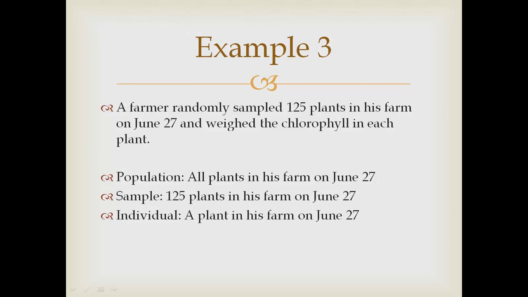Example 3. A farmer randomly sampled 125 plants in his farm on June 27 and weighed the chlorophyll in each plant. So here the population will be all the plants in the farmer's farm on June 27. The sample will be the 125 plants in his farm on June the 27th, and the individual here will be a plant in his farm on June the 27th.